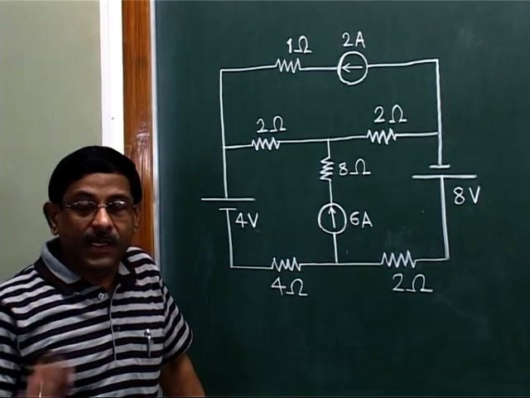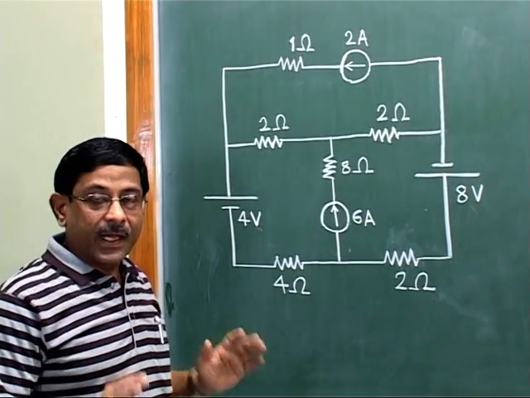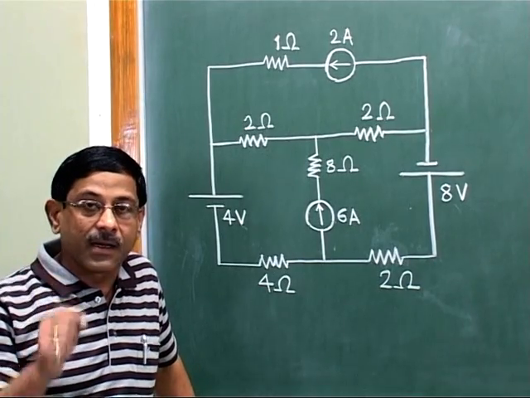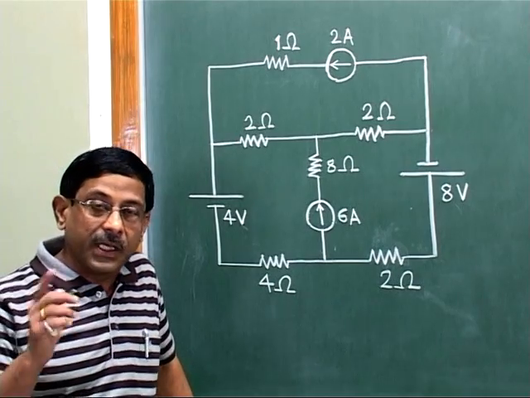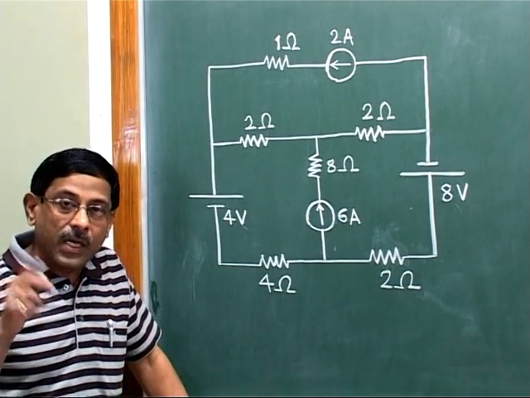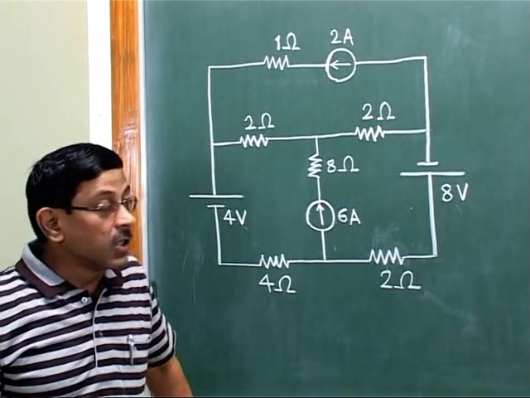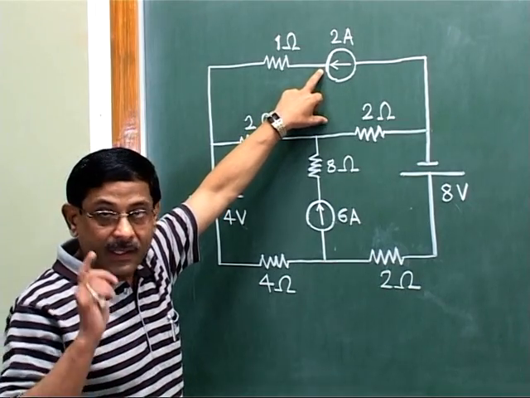If there is an ideal voltage source, then that is to be replaced by a simple short circuit. And if it is an ideal current source, we have to replace it with an open circuit. And if they are practical sources, then we have to replace those sources with their internal resistances. So here, we now consider that only this 2 ampere source is acting initially.